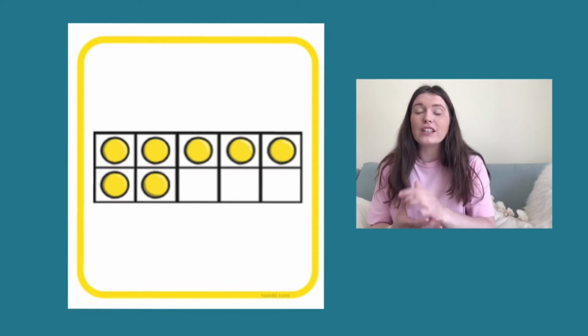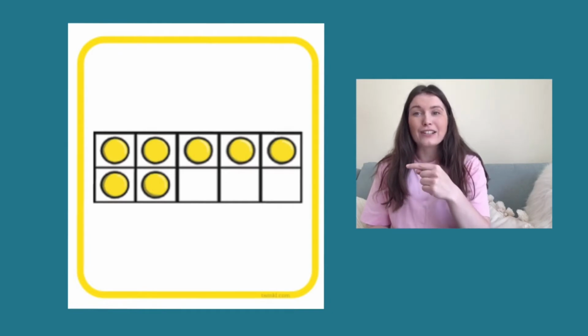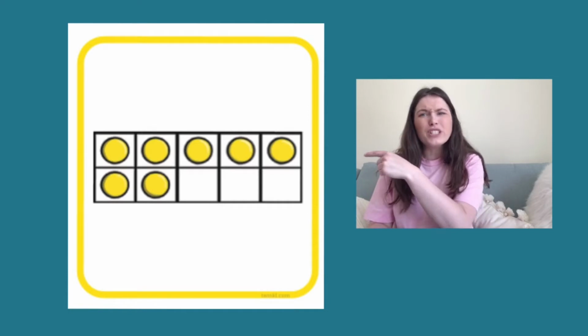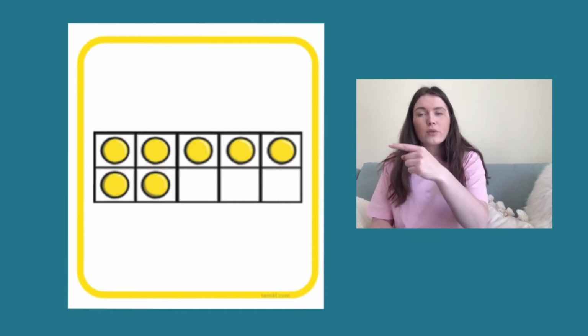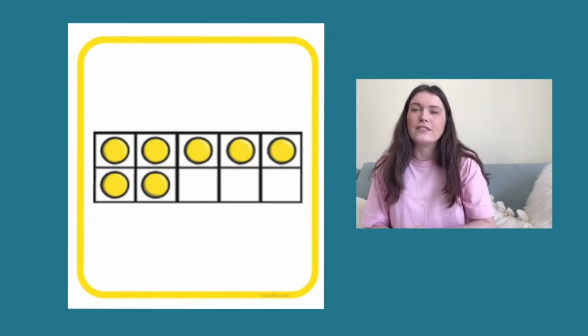There are 7 dots on our tens frame. There is 5 at the top and 2 below. 5, add 2 more, equals 7. We could count the dots, but we don't have to count the top line, do we? Because we know that that's 5. So we go 5 in our head, 5, 6, 7. There are 7 altogether. Well done.